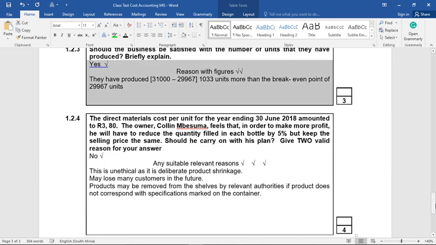Okay, this is unethical. So your answer here, no, he should not do this. It's unethical product shrinkage. We're keeping the price the same, but we're giving them less. So we may lose many customers in the future. Products may be removed from the shelves by relevant authorities if the product does not correspond with specifications marked on the container. So if it still says it's a liter, and actually it's not, we're going to get caught out. So that was the end of your activity.